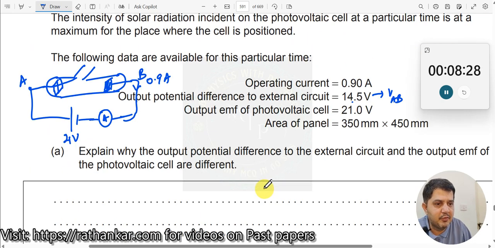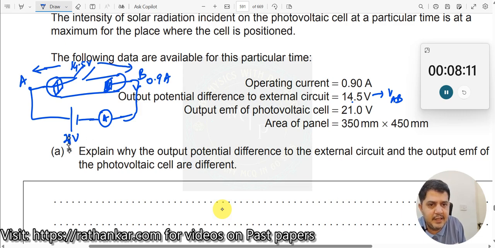Now explain why the output potential difference to the external circuit and the output EMF of the photovoltaic cell are different. He means that if this voltage from here to here is 14.5 volt, and this voltage is 21 volt, why is there this difference? It is very clear. If I remove this photovoltaic cell, this voltage is 14.5 volt and the EMF here is 21 volt. What is the reason? Internal resistance, right? The internal resistance is so high that as a result some amount of voltage is getting dropped.